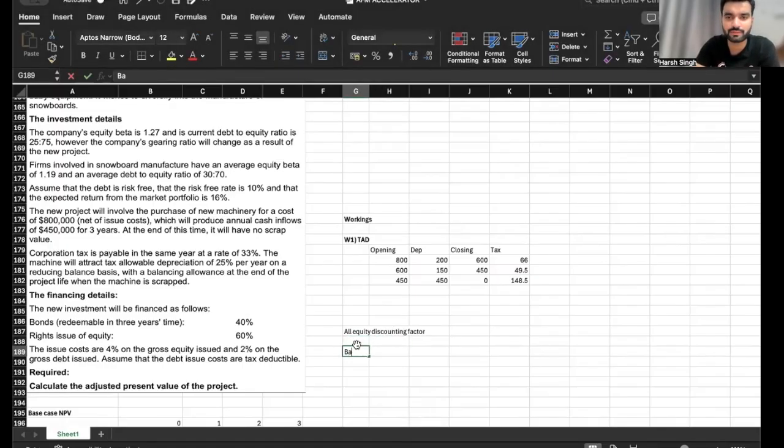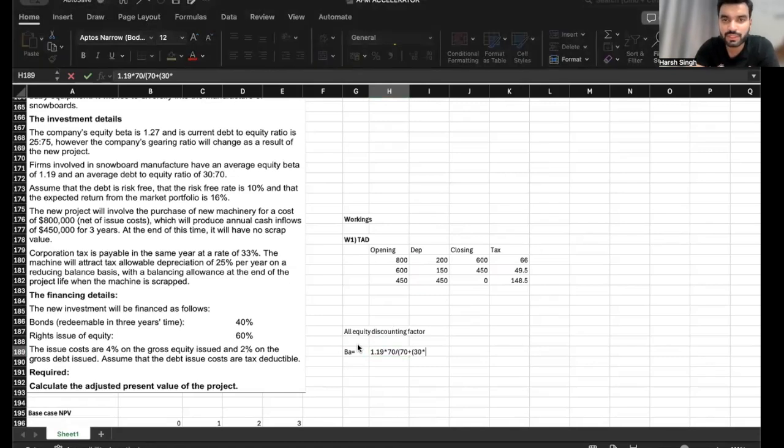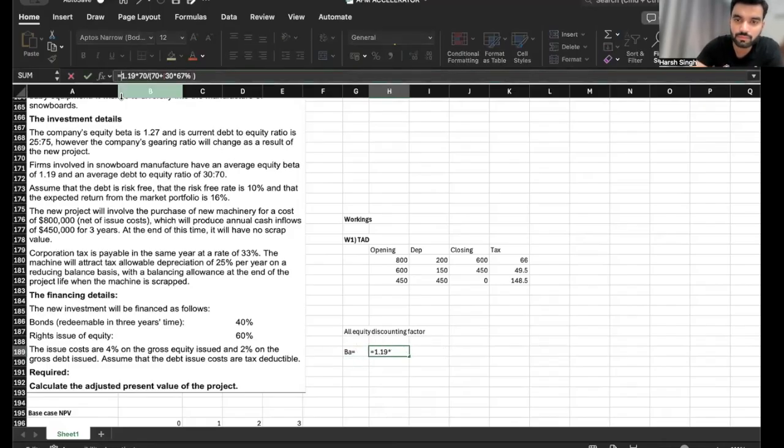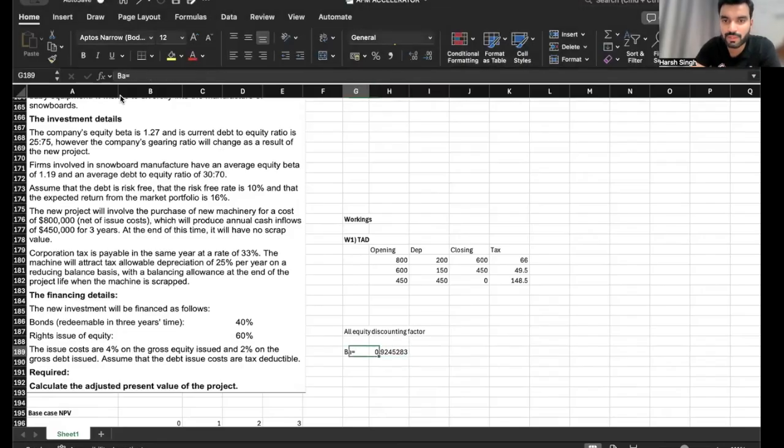We have already learned this technique. 1.19 multiplied by 30 to 70 is the ratio. Value of equity is 70 divided by bracket open 70 plus bracket open 30 into 1 minus t. T is 33%, so it will be almost 67%. 0.92. This is my beta asset.